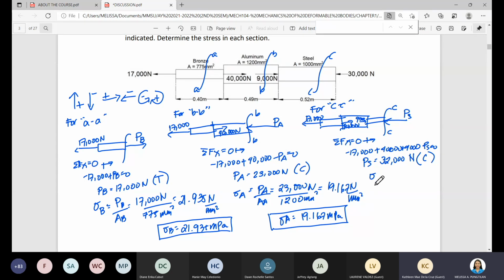So stress now is equal to 32,000 all over cross-sectional area 1,000. So it is equal to 32 megapascal. So, ito yung ating example number 1. Paki-screenshot na lang.